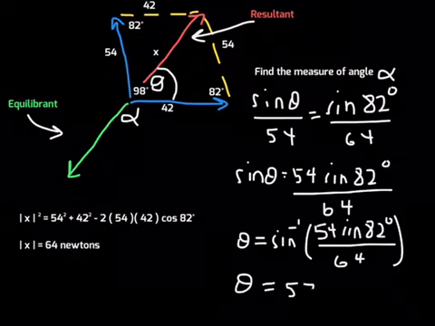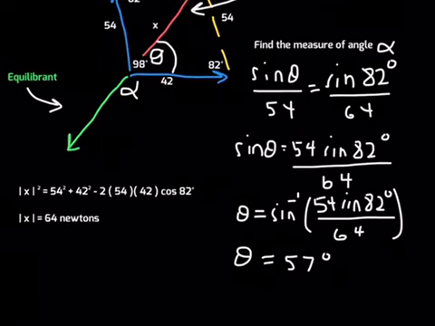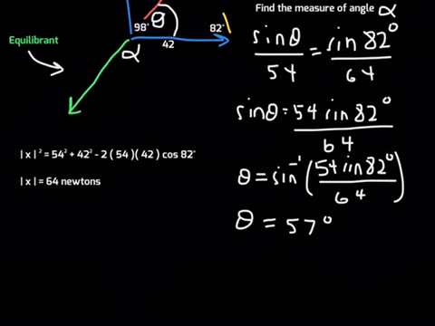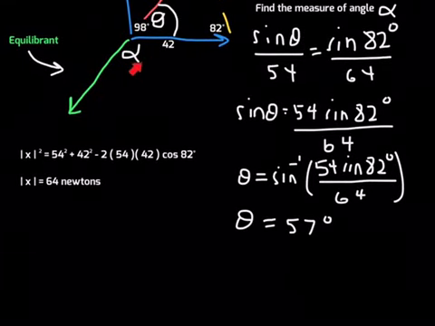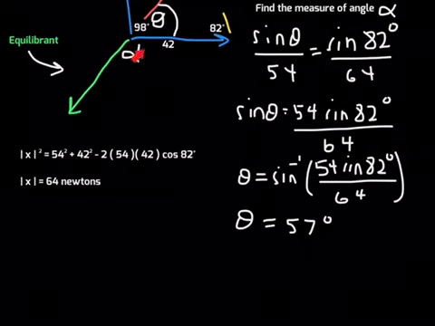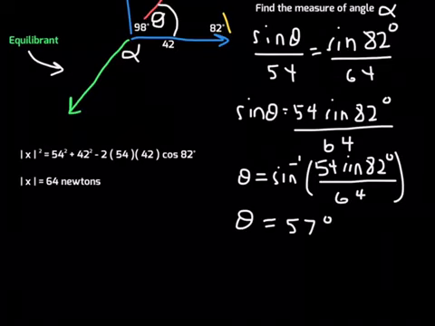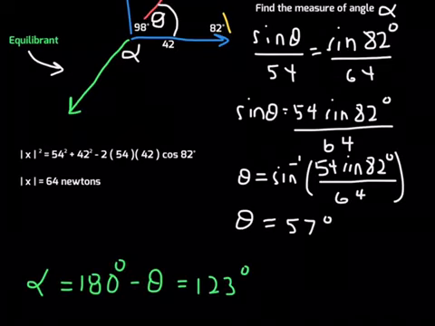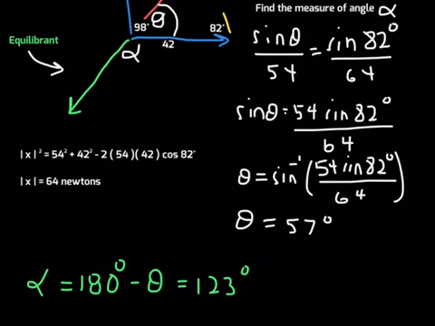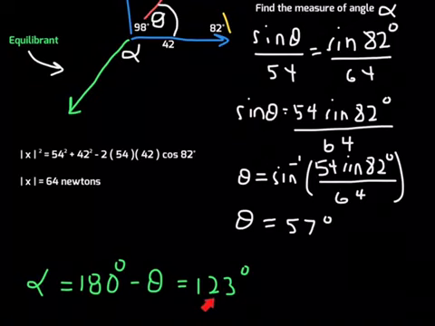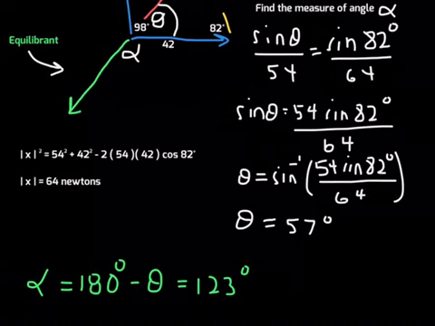57 degrees. Now that's great, because now that I know what theta is, I know alpha, which is the angle between the equilibrium and the 42 Newton force, is just the supplement of theta. So what I do is I will subtract what I just found for theta from 180 degrees to get my answer, which is approximately 123 degrees, the angle between the equilibrium and the 42 Newton force. Man, this problem was so much fun, wasn't it?